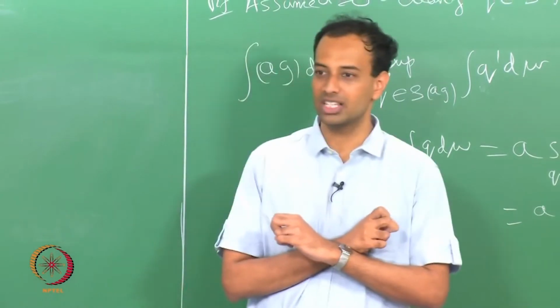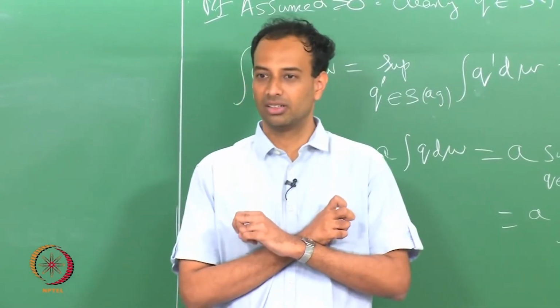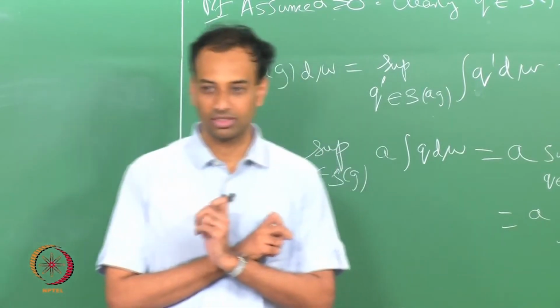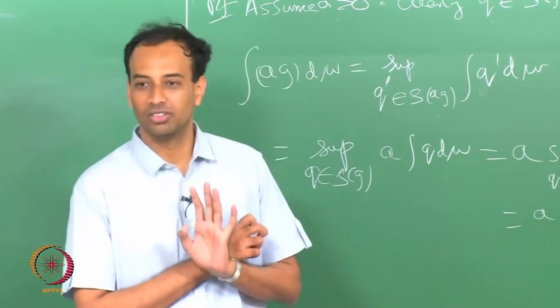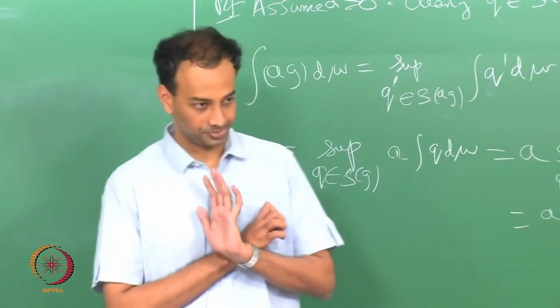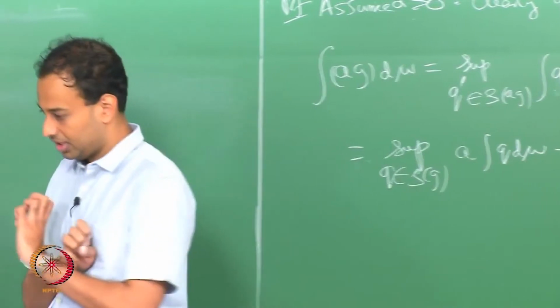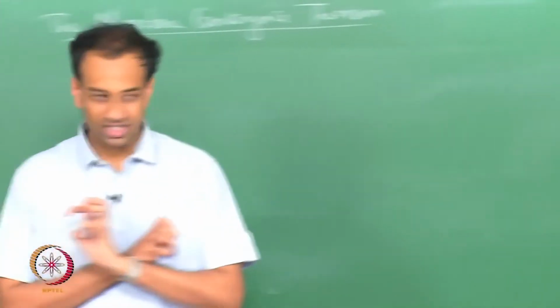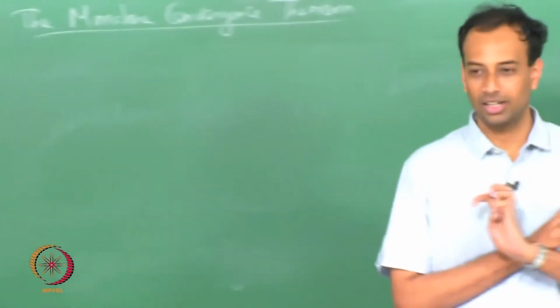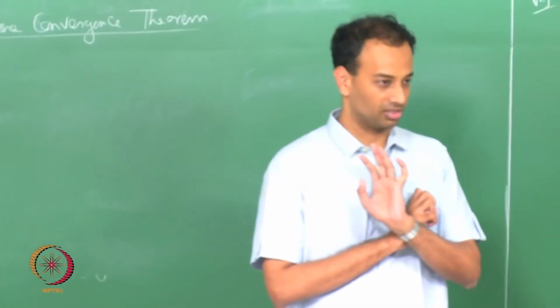So, in that case you will in fact have that the limit of the integral is equal to the integral of the limit. So, that is what the monotone convergence theorem says. To state it is actually fairly simple. But before I state this properly, I want to define some concepts on convergence of functions.